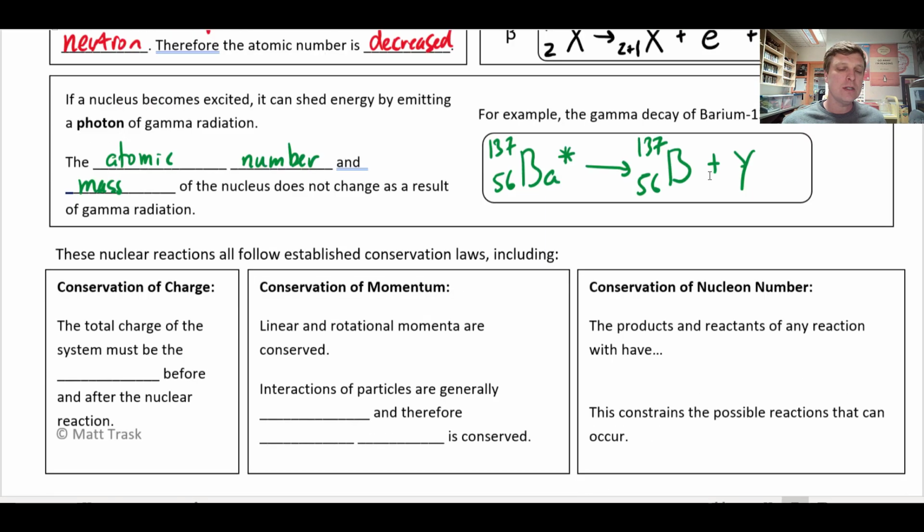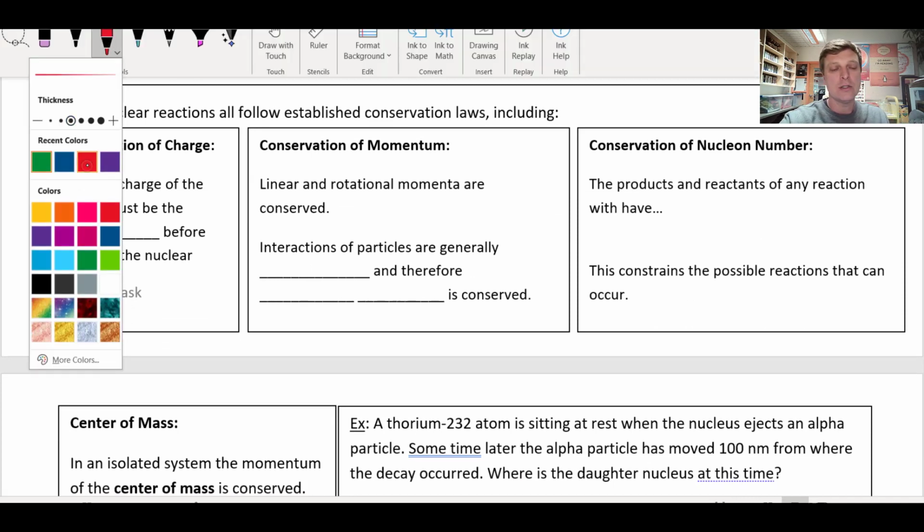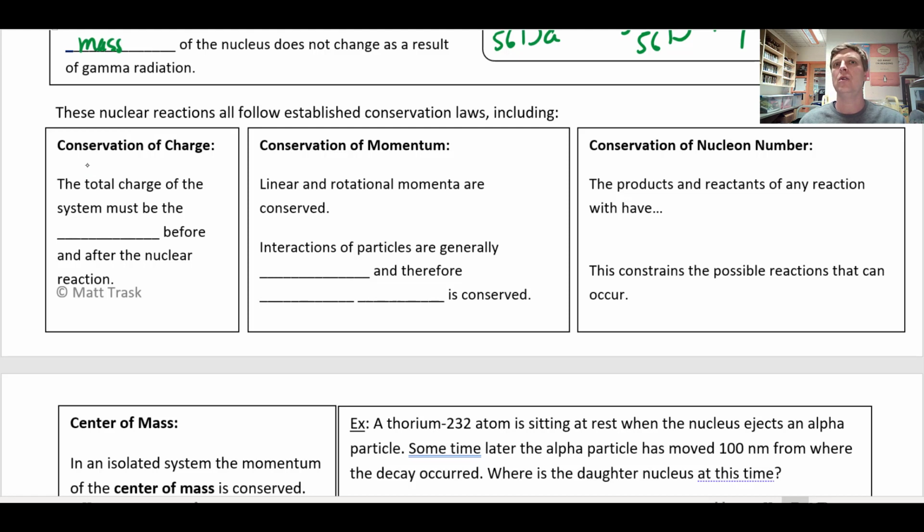So with all of these nuclear reactions, a lot of the laws and so on that we learned before are still going to hold true. Like, for example, the conservation of charge still exists. So the total charge of the system must be the same before and after the reaction occurs. You can't generate or destroy charges. Also, there's conservation of momentum. So both linear and rotational momentum is conserved. If a beta particle goes shooting off that way, that's going to cause the daughter nucleus to move in the opposite direction, for example.